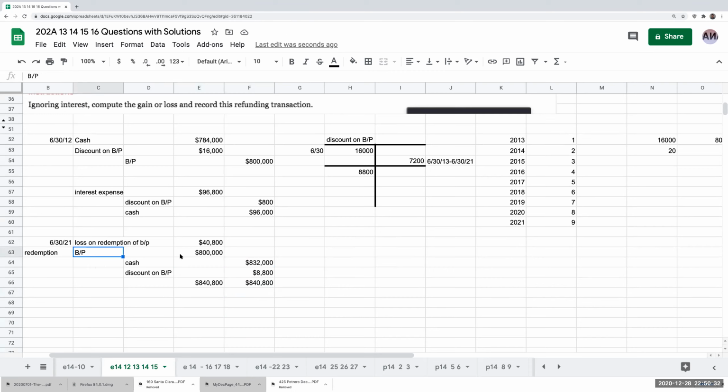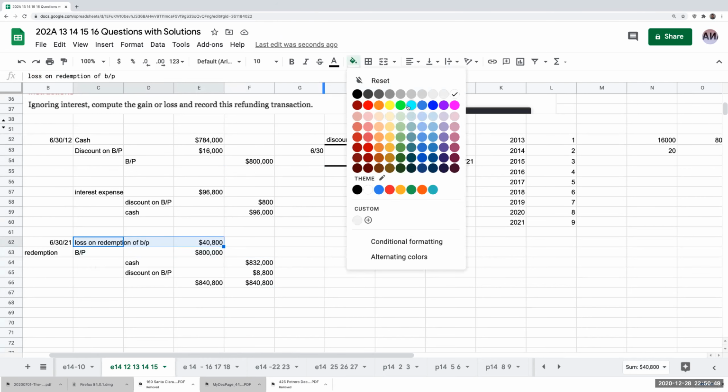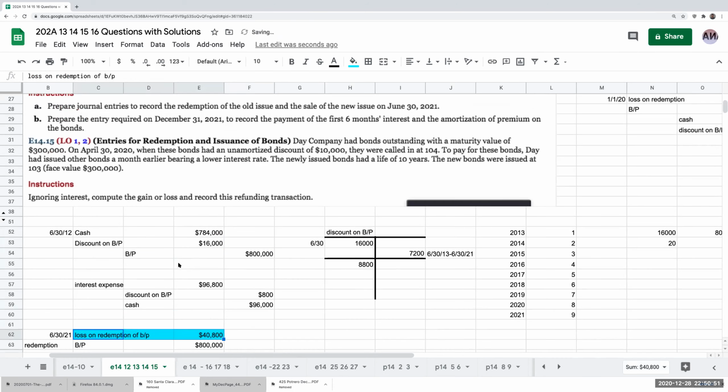I've got to take the old one off the books and remove the unamortized discount, meaning whatever amount of discount that I have not yet amortized. Cash is going to be 104% times the face value. And then this is going to be my balancing entry, my balancing amount.